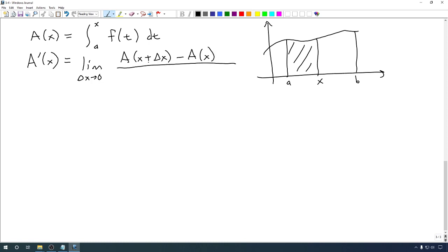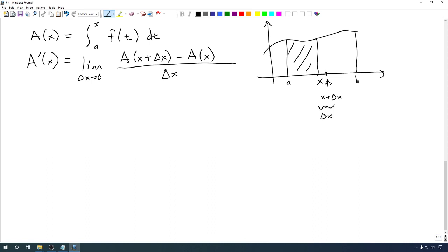So remember, we have a difference of A of x plus delta x minus A of x. We divide by delta x, and then we take that limit. A of delta x, of course, is this area that we have here. A of x plus delta x, well, all we're really doing there is taking a point kind of close to x. We'll say this is x plus delta x, in which case what we're really saying is that the distance between these two points on our x-axis is delta x.